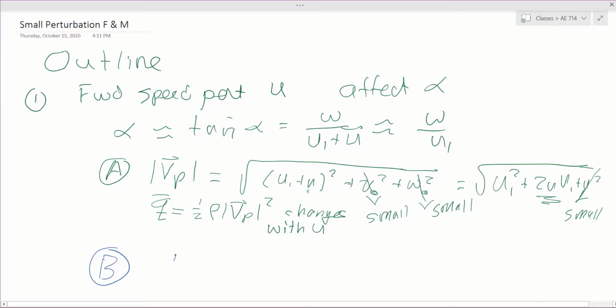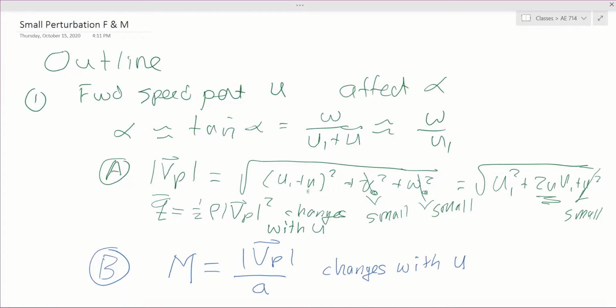And the other reason is that because V sub P changes, then the Mach number changes as well. And this can be a big effect if you're flying close to the speed of sound, because small changes in the forward speed can change the shock wave pattern on the wing or the fuselage. So this is a Mach number effect.